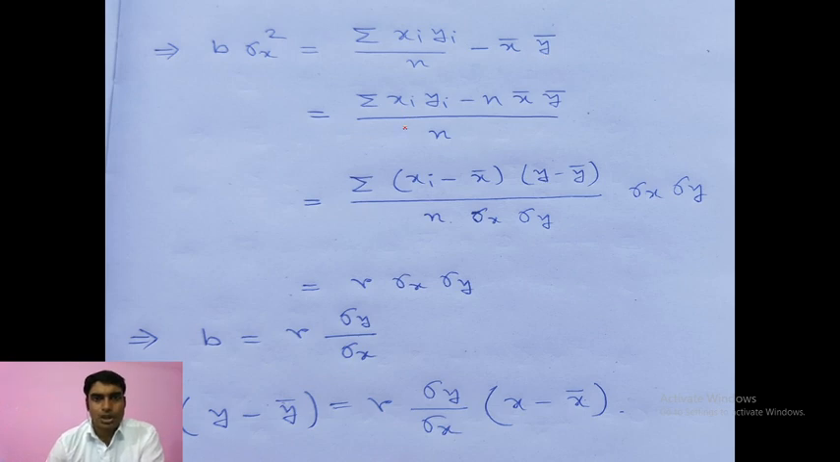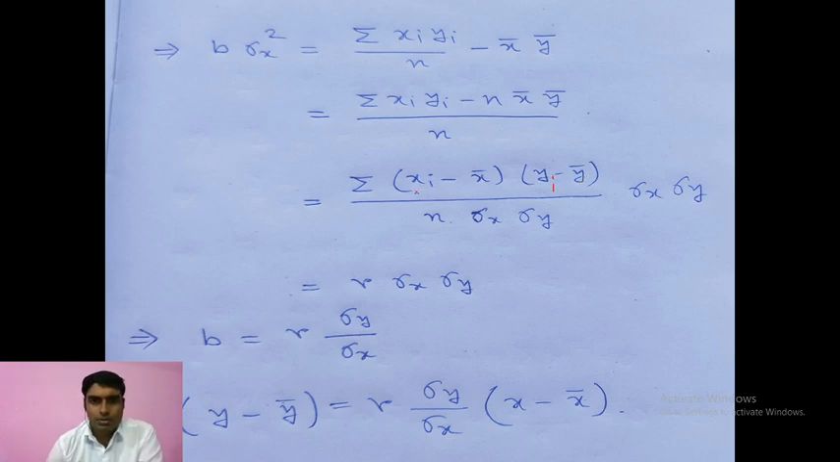Now I am multiplying n on both sides, so that I find the denominator and numerator in a single way. Here n x bar y bar by n will be multiplied, and for the numerator term I can write this as: xi minus x bar, times yi minus y bar.